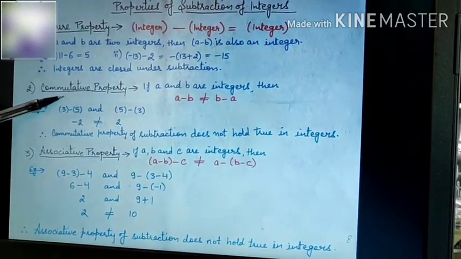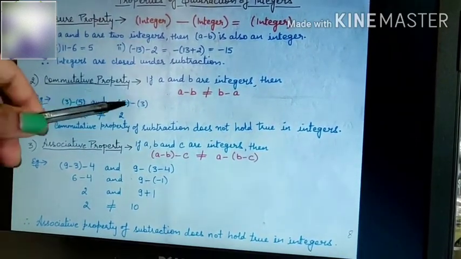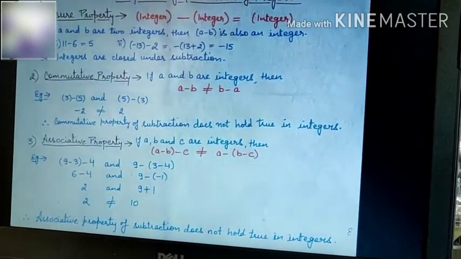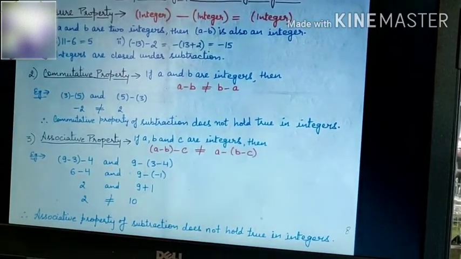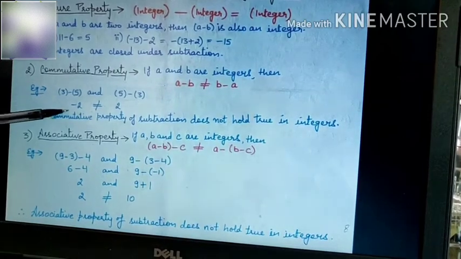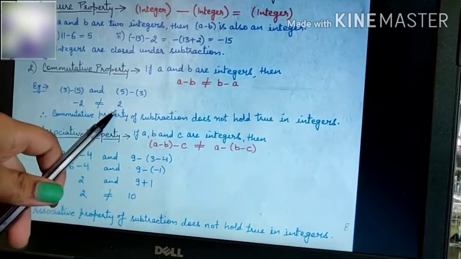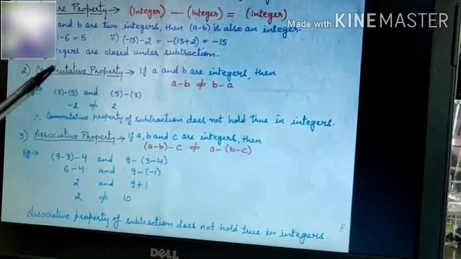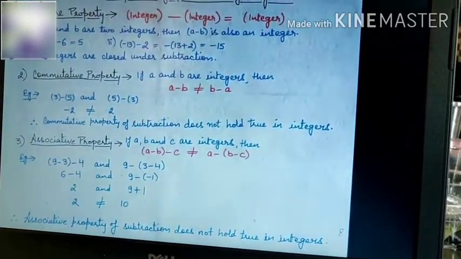Next property is commutative property, as we have discussed, but in this case for subtraction it does not hold. a minus b is not equal to b minus a. How? See with an example. I have taken a as 3 and b equals to 5, right? So in the left hand side, let us see a minus b, that is 3 minus 5, it is minus 2. And according to RHS, b minus a, that is 5 minus 3, it is 2. Minus 2 and 2 are equal? No, it's not equal, right? So commutative property of subtraction does not hold true in integers.